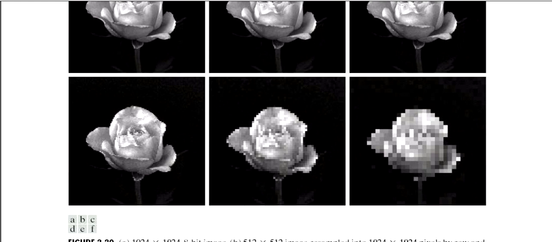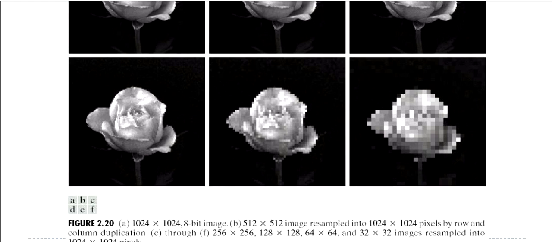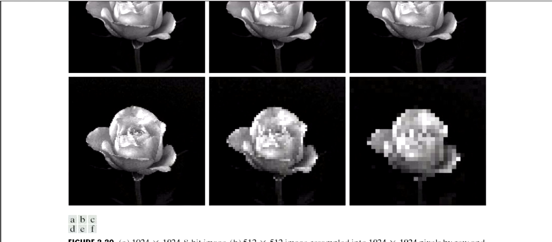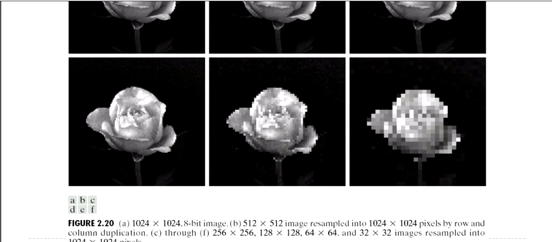Now look at this example. First look at the picture. You will see that the first one is the finer one and the last one is the low quality one. Why? The first one is a 1024 cross 1024 image, so the resolution is higher. Then this is 512 cross 512, then 256 cross 256, then 128 cross 128, then 64 cross 64, then 32 cross 32.